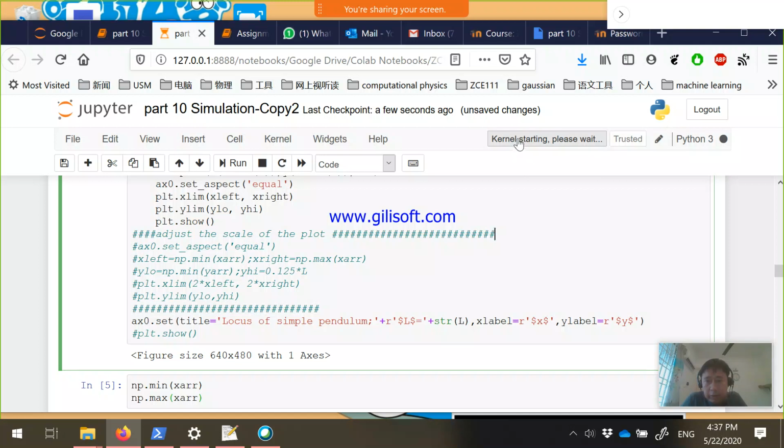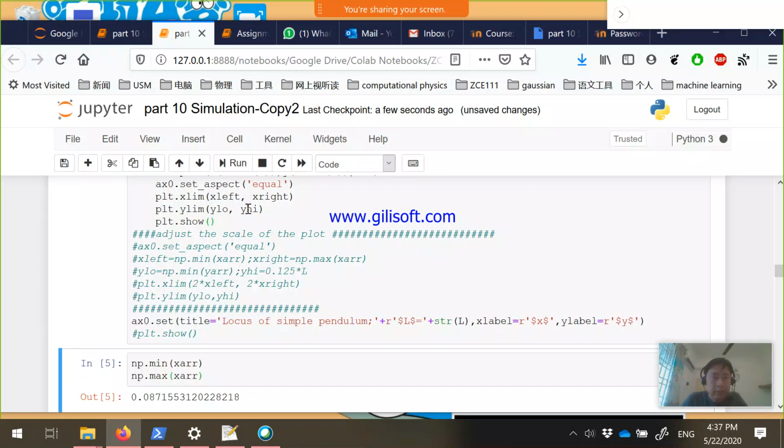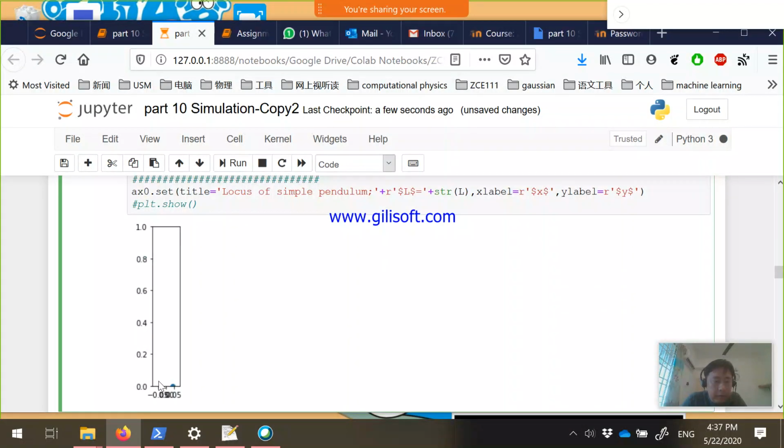Can I press this again? Let me try to press this again. No, it doesn't work. Back. You stop it. Then run it over again. Now it's running. So now you see that the x-axis now has the same scale as this, right? But it is moving very slowly.